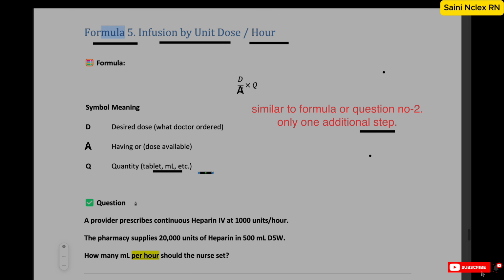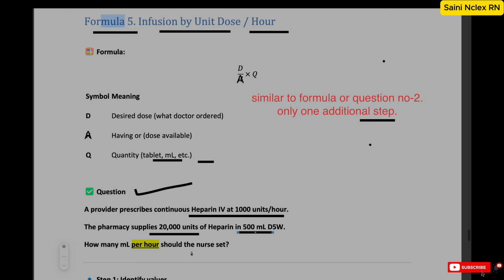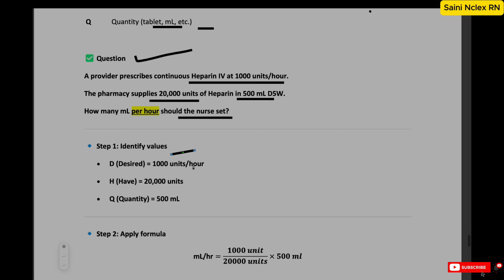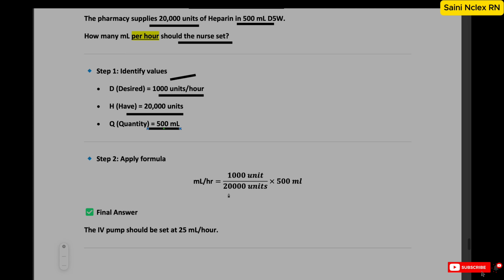Let's practice a question by using this formula. A provider prescribes a continuous heparin at 1000 units per hour and pharmacy supplied 20,000 units of heparin in 500 ml of D5. How many ml per hour should the nurse set the infusion pump? First of all, you have to identify the values. Our desired dose is 1000 units per hour. Available dose is 20,000 units in 500 ml. Okay, apply the formula. Our desired dose is 1000 units, available 20,000 units in 500 ml. If you break these numbers down, your answer would be 25 ml per hour.